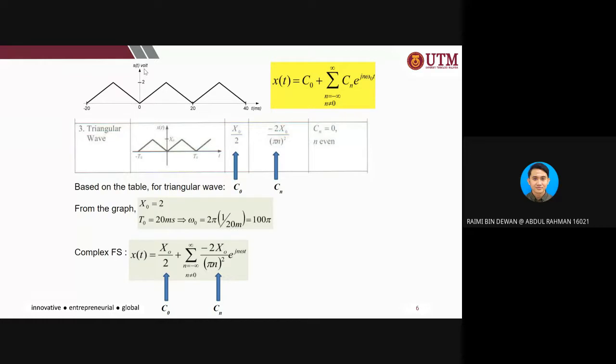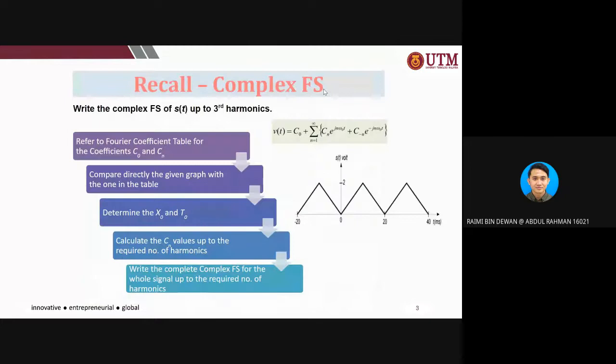So this is the given graph from just now. S(t) in volts, from 0 until 20. So this is the general equation for the Fourier series. You can see my question earlier: what if we have this as negative infinity?